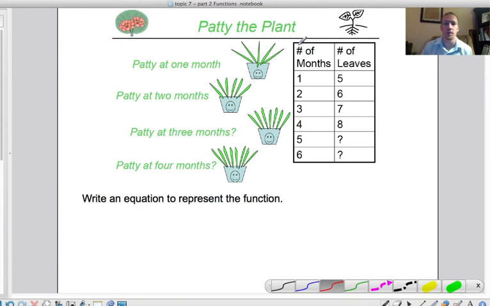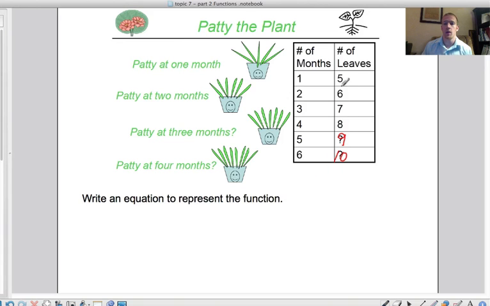Patty the plant. It says, month 1, 5 leaves. 2 months, there's 6 leaves, 7, 8, 9. So the pattern would be 5 months, 9 leaves, 6 months, 10 leaves. Write an equation. Basically what we do to write an equation is we want to notice the change. This is what we call the common difference. We go up by 1 for every 1 we go up here. When the outputs are counting up by 1s, the inputs are all counting up by 1s.